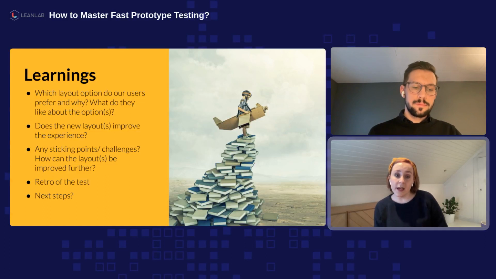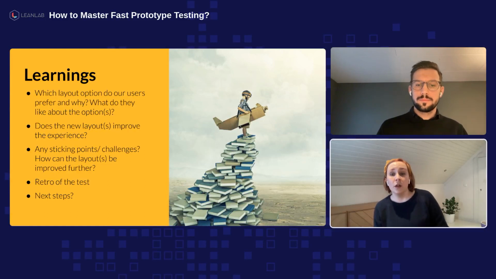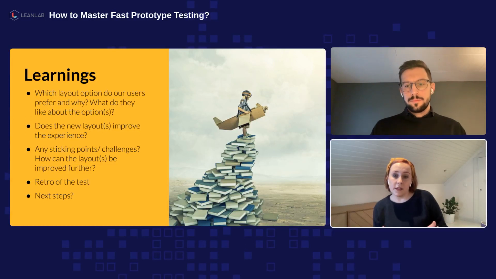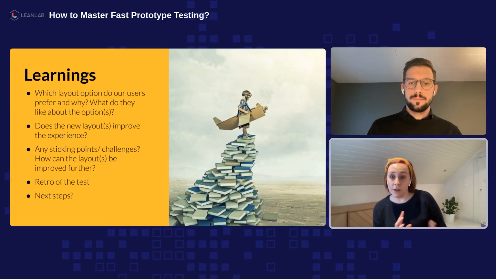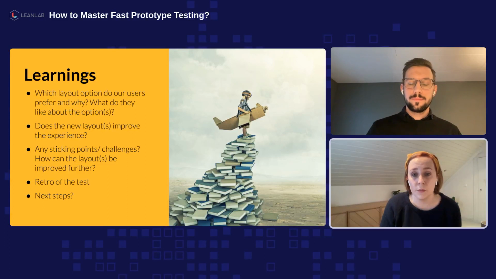How do we improve the layout even further? Any sticking points and challenges come across? But again, here it's important to have the retro of the test itself. Is there a clear difference in terms of preference? What is it that we can learn for the future? Did people understand the difference between the options, for example, or was there confusion? Do we have enough insights to move on and develop the chosen option further, for example?